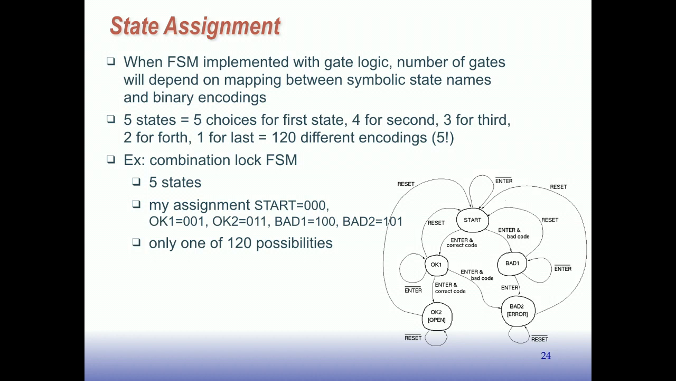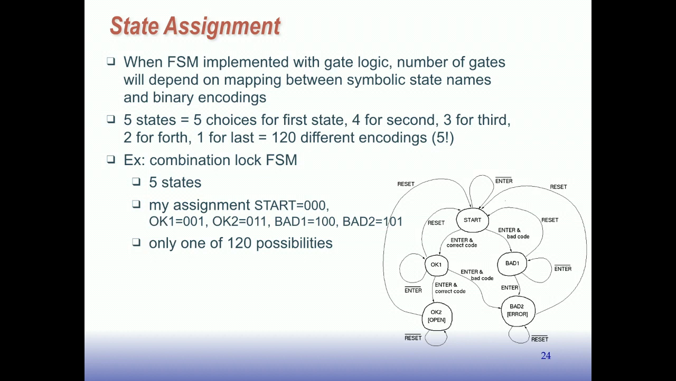In fact, we have 5 possibilities for this. And once we assign that, then we have 4 for this, and then 3 for this, and 2 for this, and 1 for this. So in this case, with 5 states, there's 125 different encodings. No, there's more. I'm wrong. There's actually more because, you know why there's more? Because there are 3 bits, but we're not using all 3 bits.